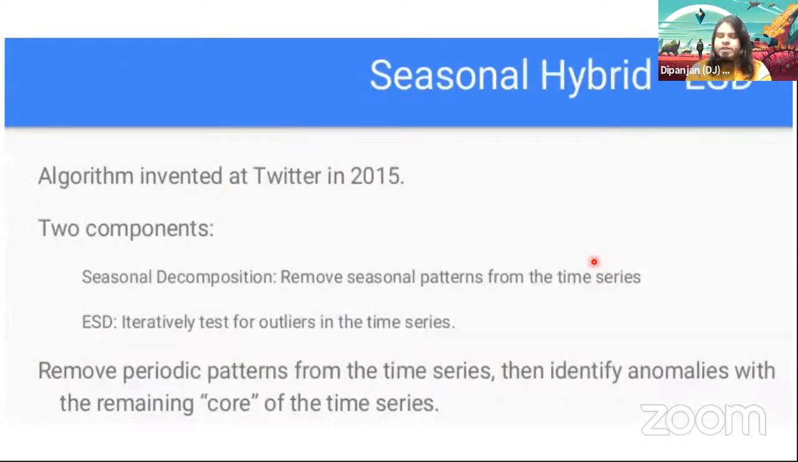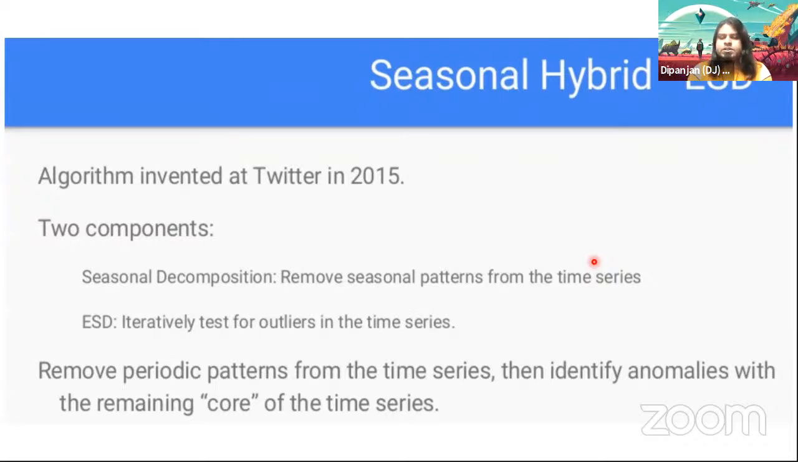And the model which we used was the seasonal hybrid model, or seasonal hybrid ESD model. ESD stands for extreme studentized deviate, which uses the Student's distribution, also known as the T distribution, over a time series to generate, or rather detect and flag, the anomalies.